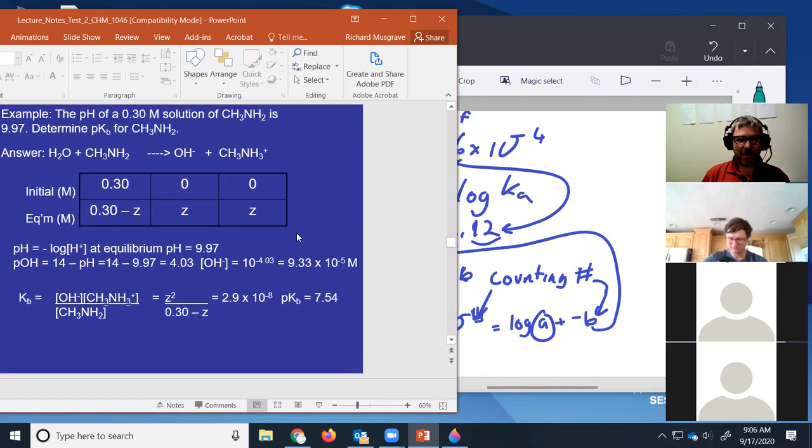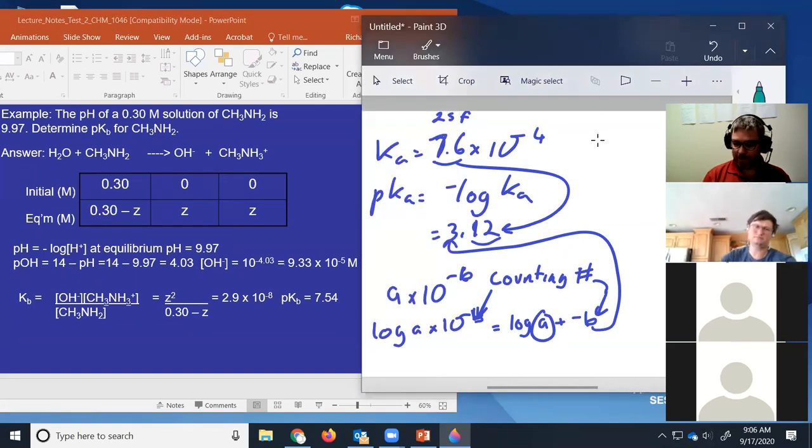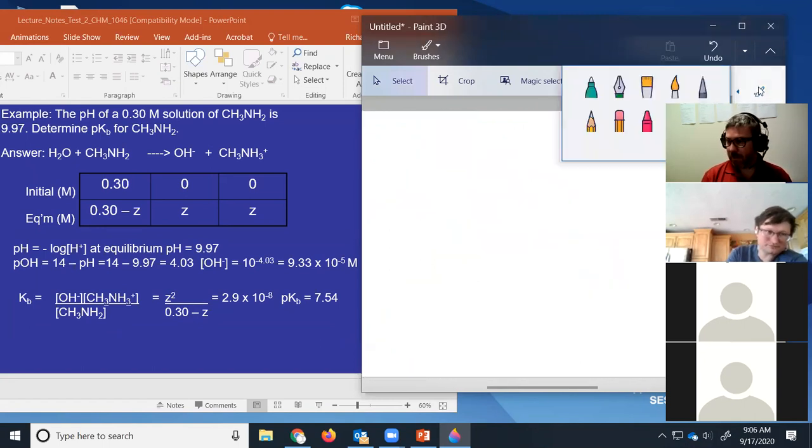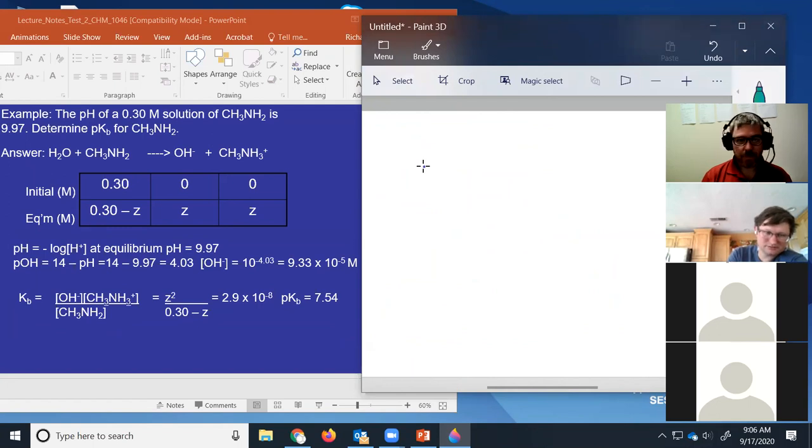Okay, let's look at how we might handle a base problem. So we're looking here for Kb, and the key there is the b. Little b there means base. So what I have to do is come up with a way to get an OH minus out of that. Now, we can't get OH minus just by taking CH3NH2 and trying to pull OH minus from it. The definition of a base is that when you put it in water, it forms OH minus.